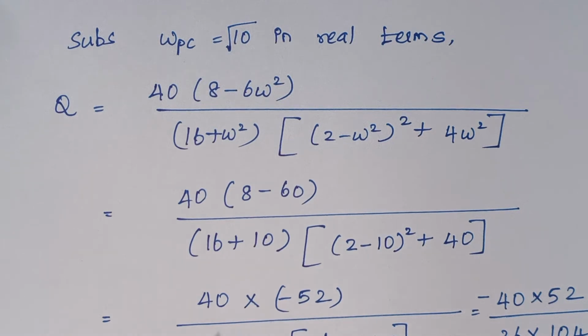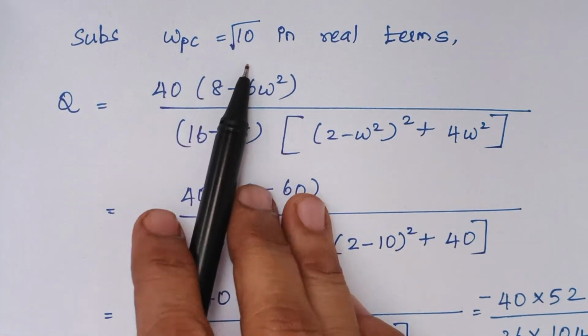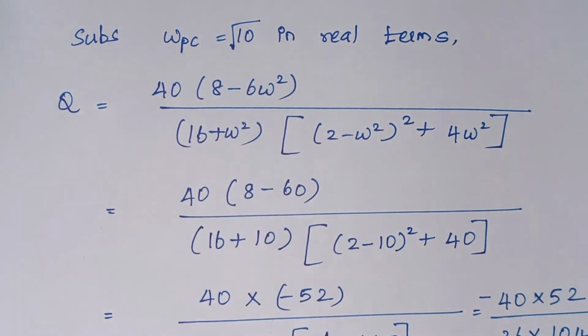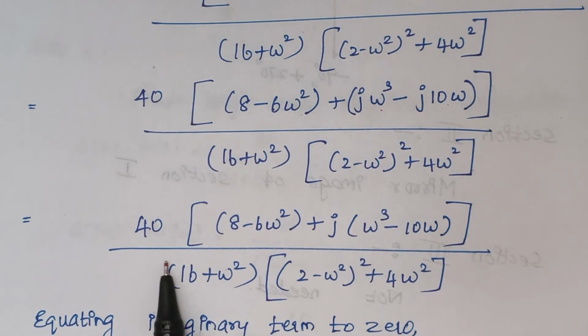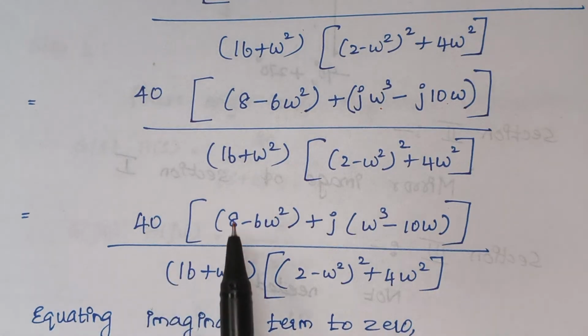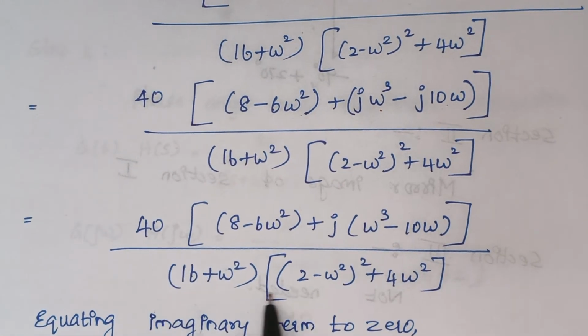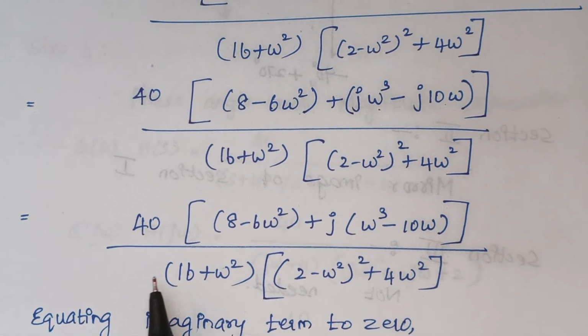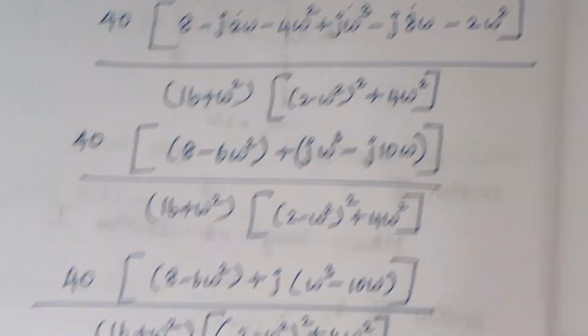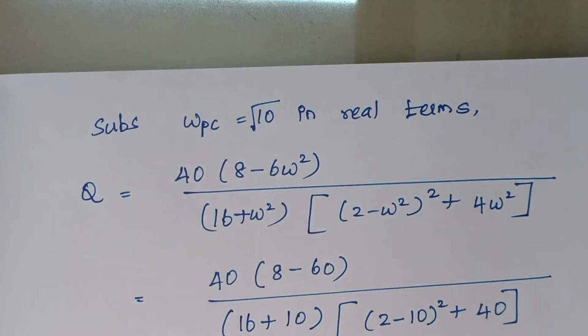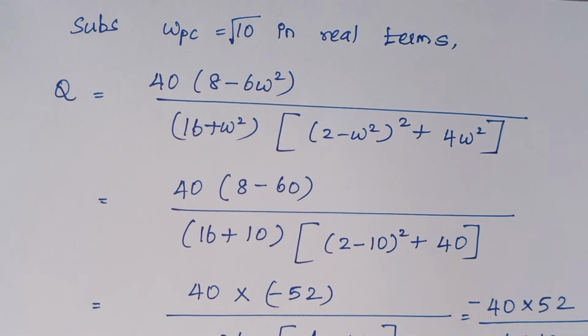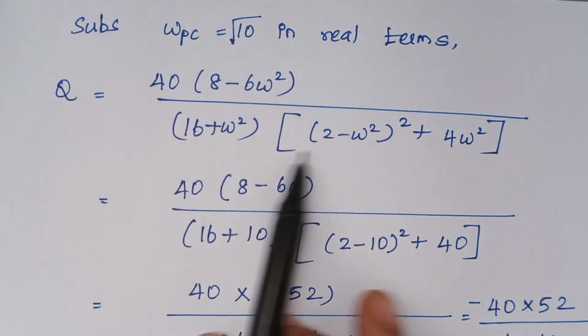Now we are going to substitute the value of this omega in the real term. So what is the real term here? So this part is our real term, right? This thing. This will be our real term. So here this is our real term.